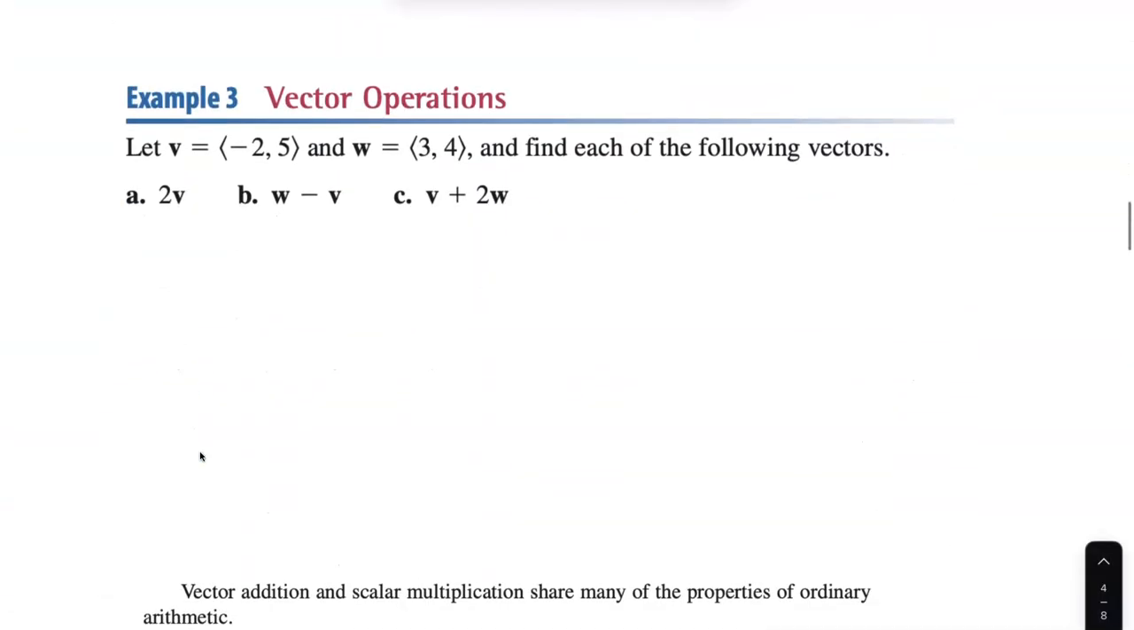So let's do a couple of examples here. This is going to be scalar multiplication. We'll multiply 2 by this vector. So it's just 2 times the vector -2, 5. So literally just multiply both things by it. So you get -4 and 10.